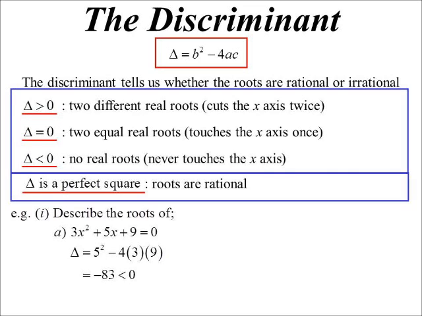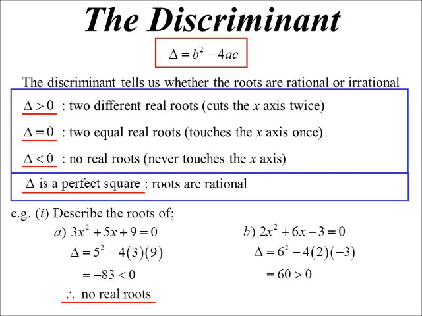So the discriminant for this one, b squared minus 4ac, is negative 83. Well, that's the quickest of them all, because as soon as it's negative, I know there's no real roots. So there's nothing to describe here. It's got no real roots. Next, 2x squared plus 6x minus 3. The discriminant is 60, so it's positive. So now I can describe it. What are all the things you can tell me about the roots of this equation?